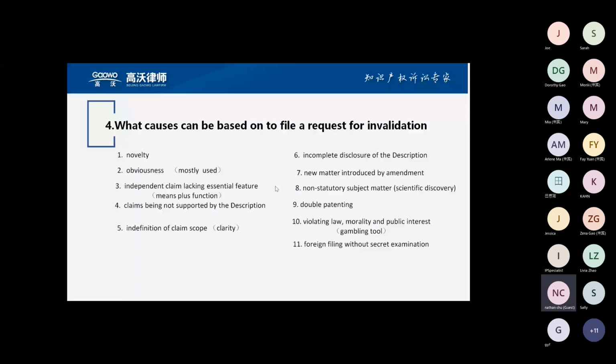So next one, you can also invalidate a patent based on the reason that the patentee made a foreign filing without a secret examination. This is a reason you can invalidate a patent. This is the same reason as the USPTO.